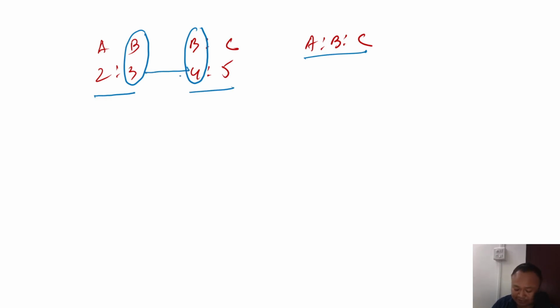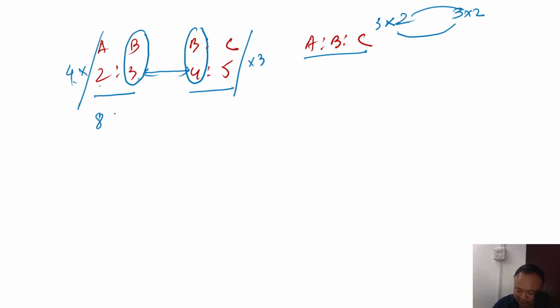In the first ratio B is 3, and in the second ratio B is 4. So multiply the first ratio by 4: 2 times 4 is 8, 3 times 4 is 12. Multiply the second ratio by 3: 4 times 3 is 12, 5 times 3 is 15. So A is to B is to C is 8 is to 12 is to 15.